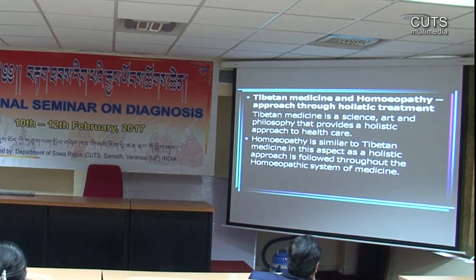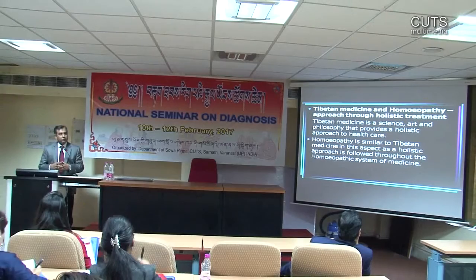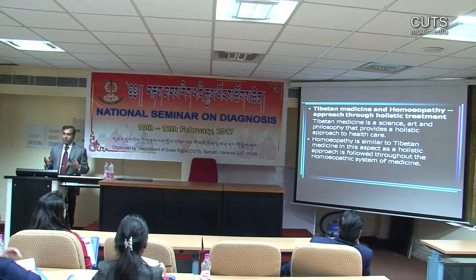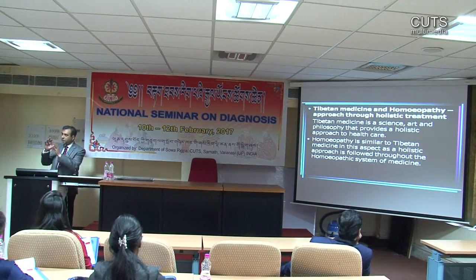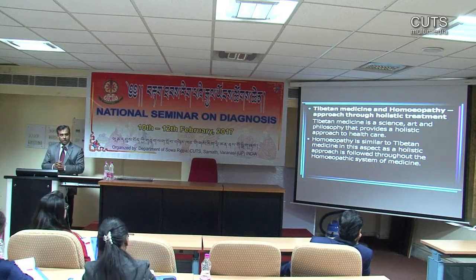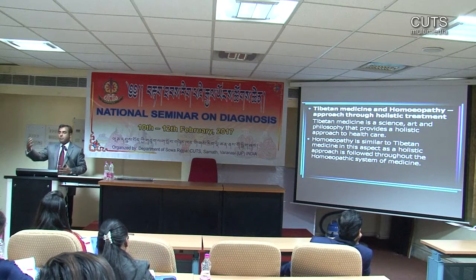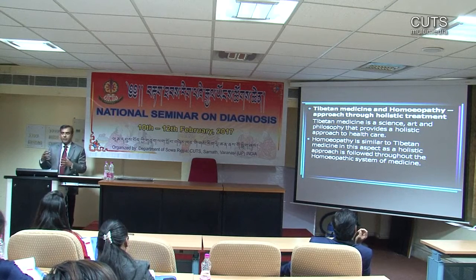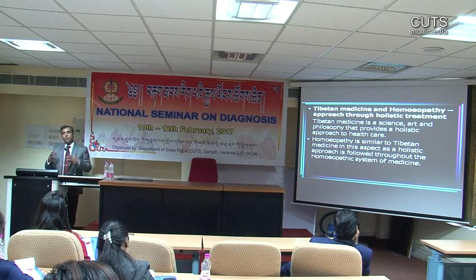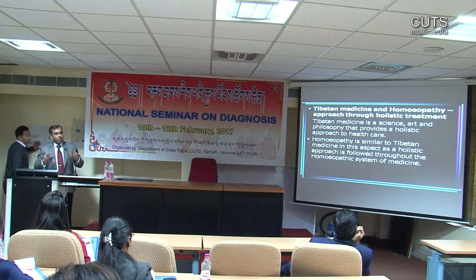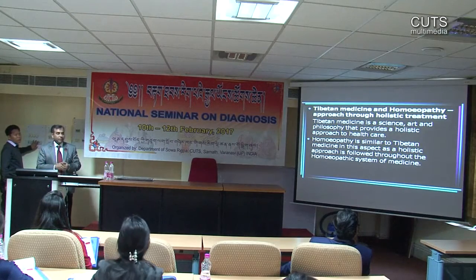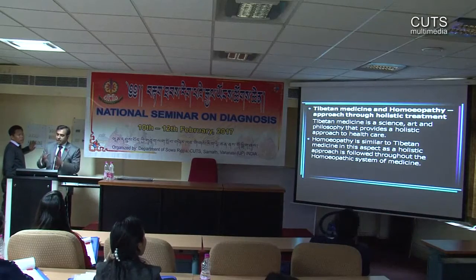Well, basically, I am not well-read in Tibetan medicine. But whatever I have learned, especially when I was coming here, I wanted to go through it, both are approaching through holism. That means Tibetan medicine also considers the person as one single unit. And they also consider that there is a mind, there is a body, they are interrelated. Similarly, homeopathy also considers the mind, body, and another new aspect is added to it, that is, the dynamic aspect, and these three together.